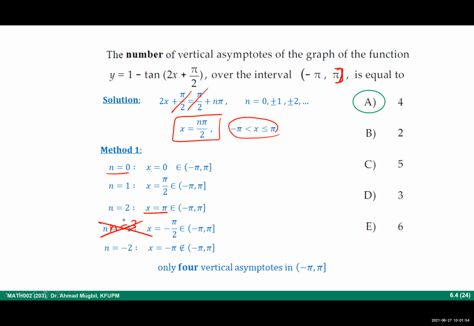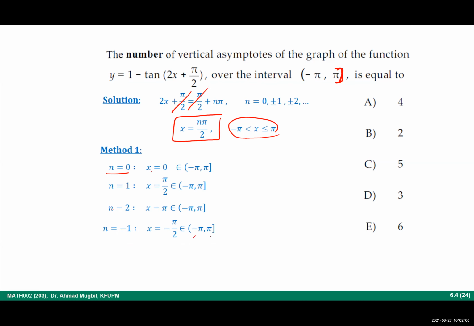Now you need to try some negative values, like n equals negative 1. It is in. Try negative 2. When you try negative 2, you obtain negative pi. Negative pi is at the end of the interval, and it is not in because it is open. So this is not included. So we have 1, 2, 3, 4. We have 4 vertical asymptotes.